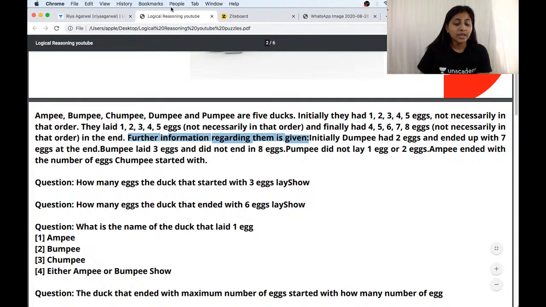So what do we do? We have to remember that our main task is to answer the questions, not form the complete table. So let us begin with the questions and see if we are able to answer them even without completing the table. The first question says, how many eggs did the duck that started with 3 eggs lay?